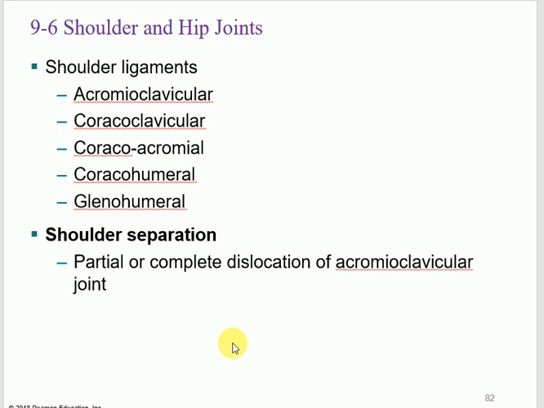Separation of the shoulder, it can be partial or complete dislocation. So there are two terms here. If you're telling me that the head of the humerus is coming out, is it coming out a little bit, or is it coming out completely? If it's coming out a little bit, this is called subluxation. If it is going out, so you have to put it back in, this is called dislocation. It's not the same. Okay, subluxation and dislocation is not the same. Subluxation is partial dislocation.